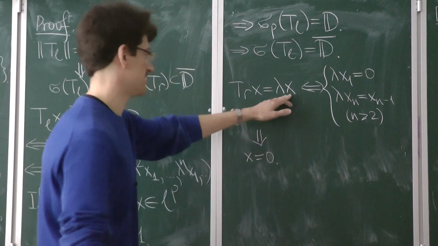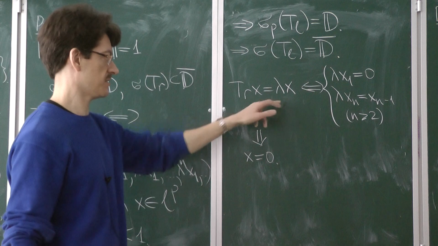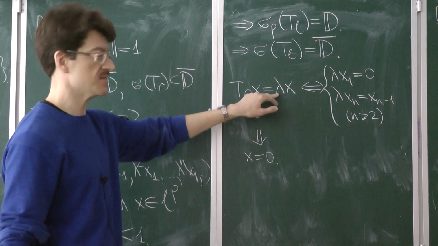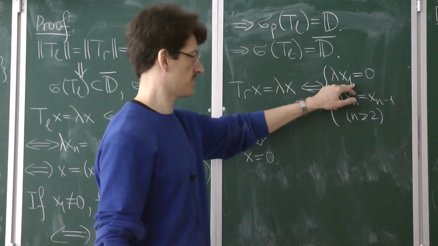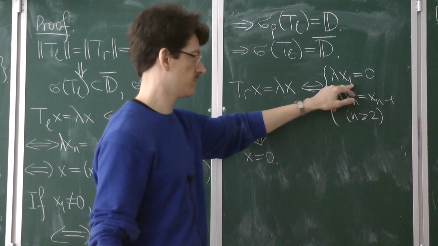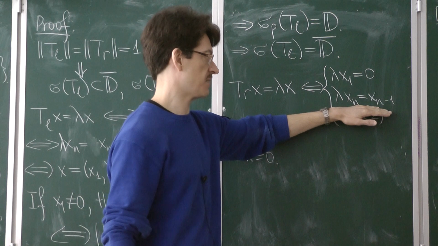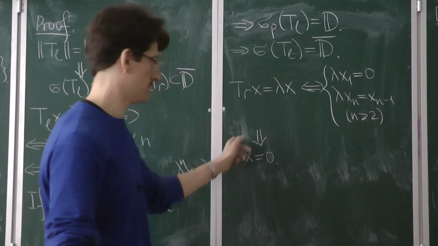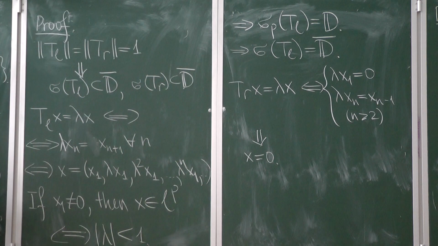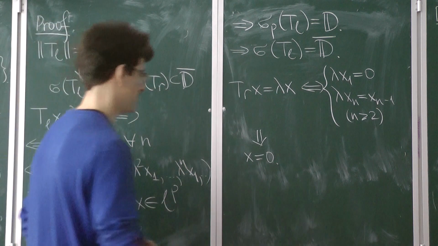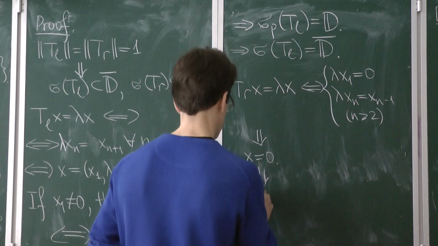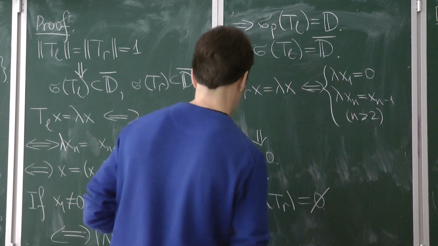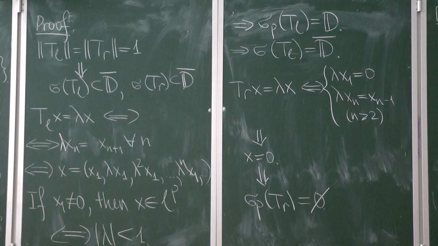Indeed, if lambda is 0, then clearly the kernel of T_R is 0, and so x is 0. And if lambda is not 0, then the first formula implies that x1 is 0. Now we look here and conclude that lambda x2 is 0, so x2 is 0. And then by induction, we see that all the coordinates are 0. So this implies that the point spectrum of the right shift operator is empty. And we have this.